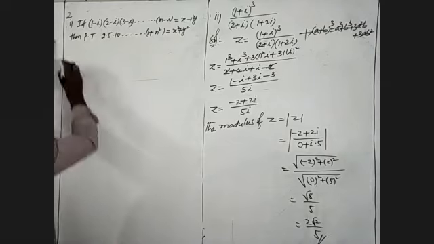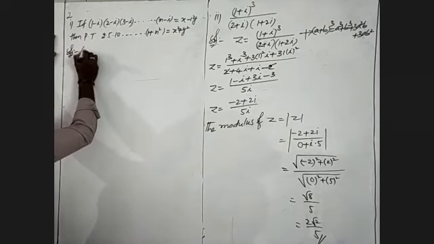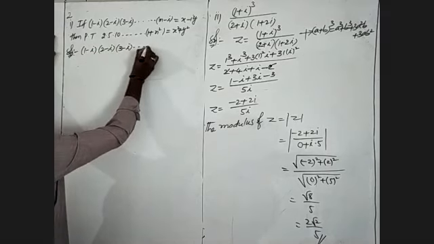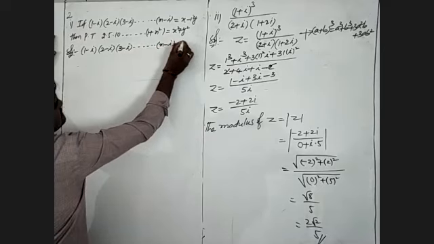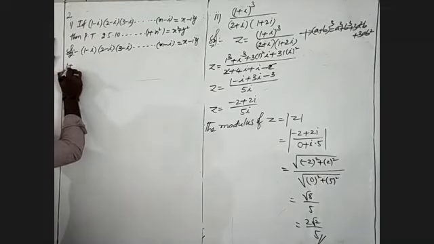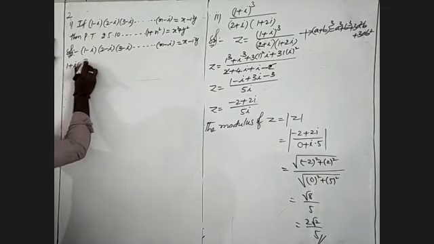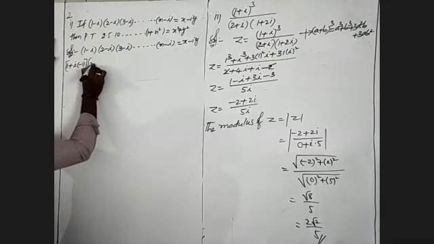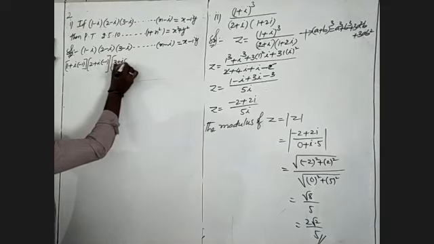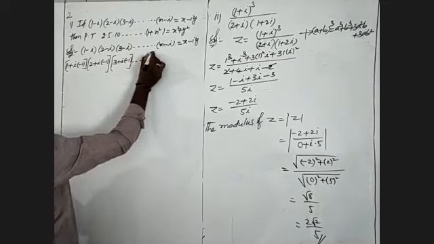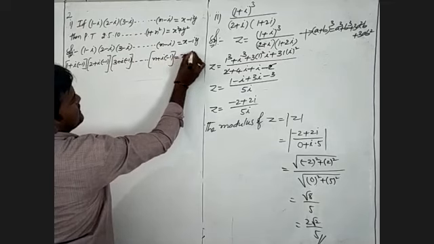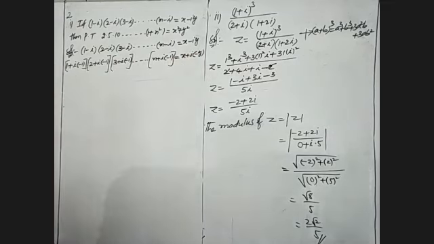We will observe in this one what is given: (1 minus i)(2 minus i)(3 minus i) and so on up to (n minus i) is nothing but x minus iy. Here we write (1 plus i into minus 1), after that (2 plus i into minus 1), after that (3 plus i into minus 1) and so on up to (n plus i into minus 1), which must be equal to x plus i into minus y.